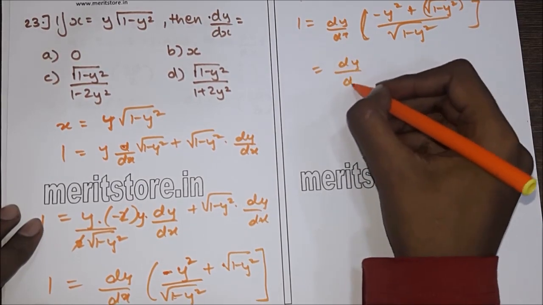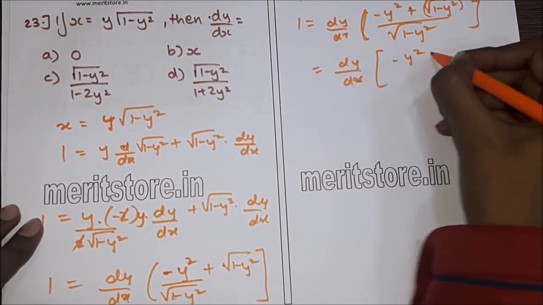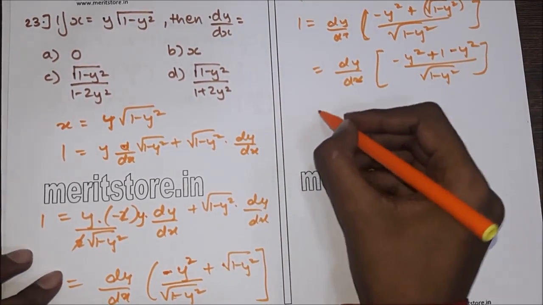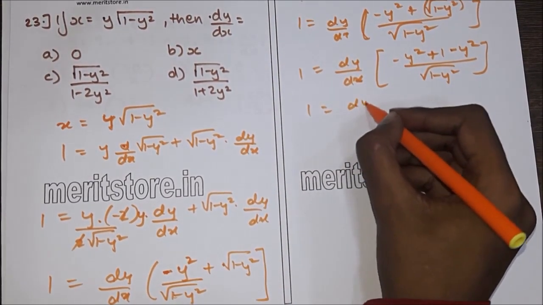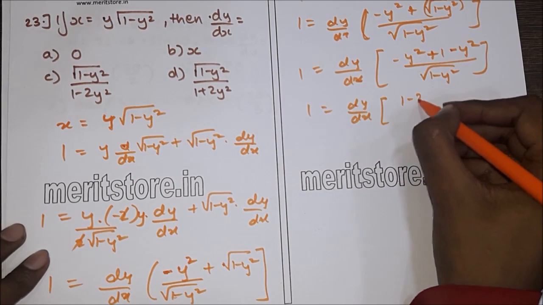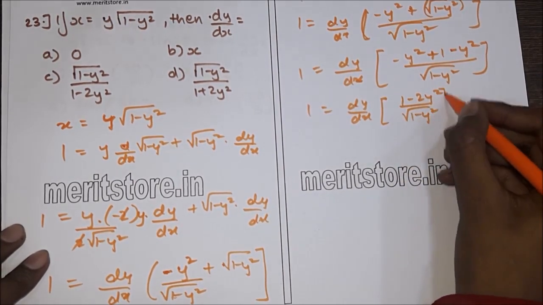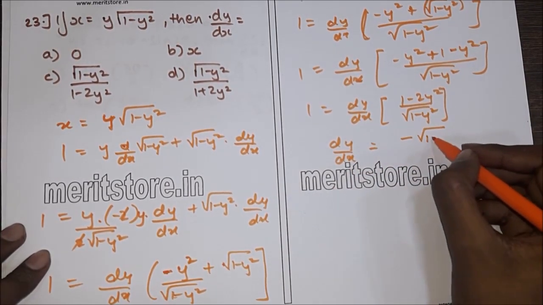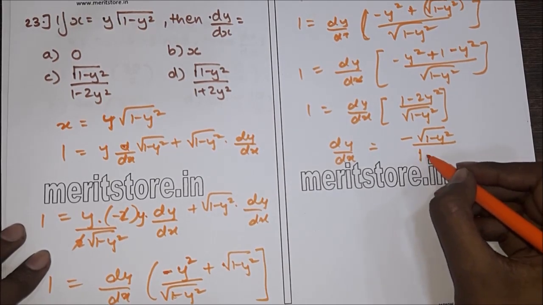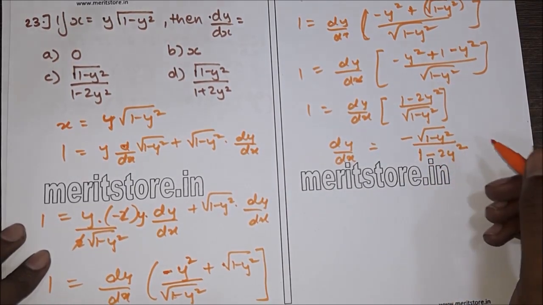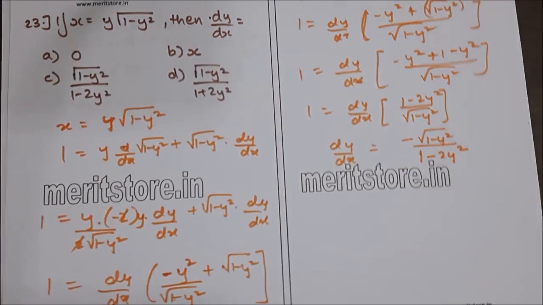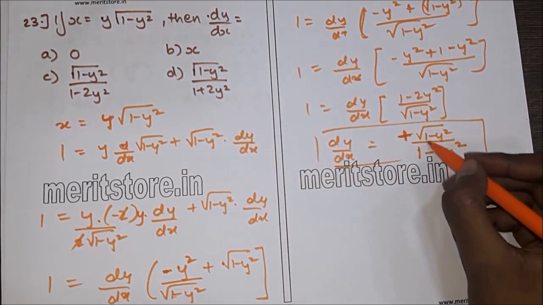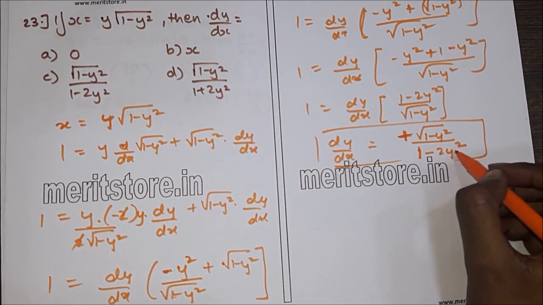So that is dy by dx into minus y square plus 1 minus y square upon root of 1 minus y square, that is dy by dx into 1 minus 2y square upon root of 1 minus y square. So that is dy by dx is equal to minus root of 1 minus y square upon 1 minus 2y square. Plus, there is no minus, so the answer is dy by dx is root of 1 minus y square upon 1 minus 2y square, which is option C.